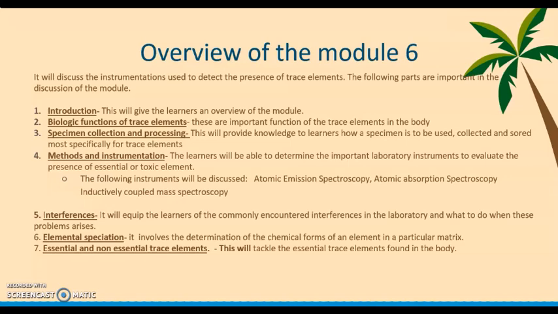These will equip you with the commonly encountered interferences in the laboratory and what to do when this problem arises. The sixth part will be the elemental speciation. It involves the determination of the chemical forms of an element in a particular matrix. The last part will be the discussion of the essential and non-essential trace elements. These are commonly found in the body.